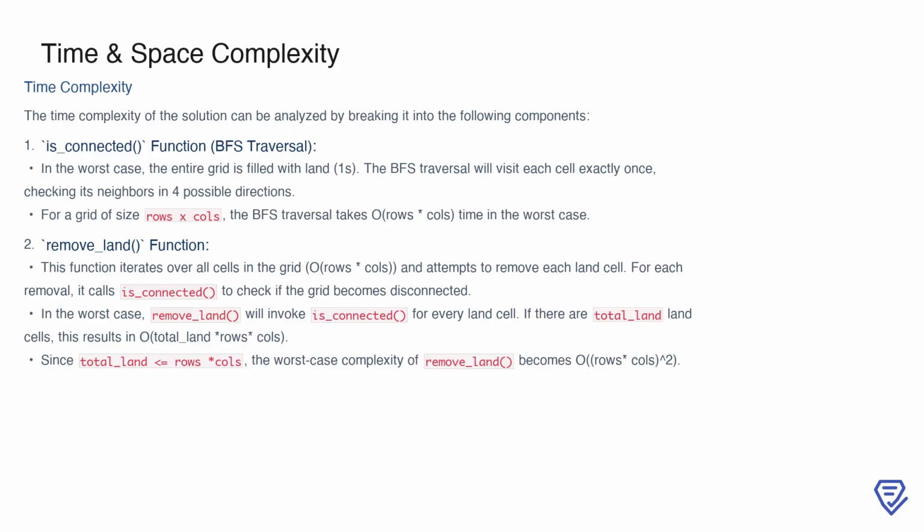Next, we have the remove_land function. Here, we iterate through all the cells in the grid, attempting to remove each land cell one by one. For each removal, the is_connected function is called to verify connectivity, leading to a time complexity of O(total_land * rows * cols). Since the number of land cells, total_land, is always less than or equal to the total number of cells in the grid, this simplifies to O((rows * cols)^2) in the worst case for remove_land.